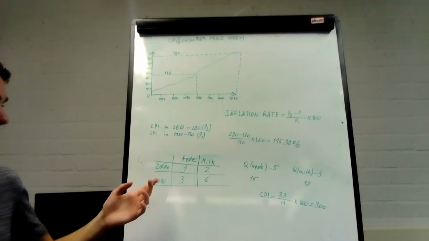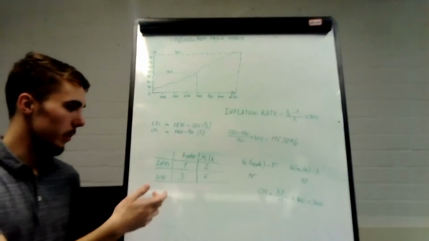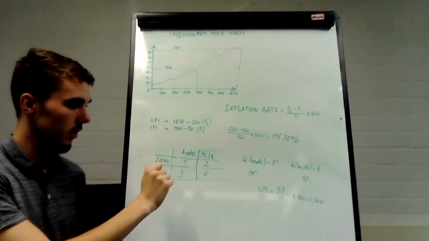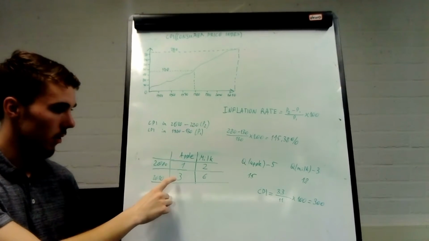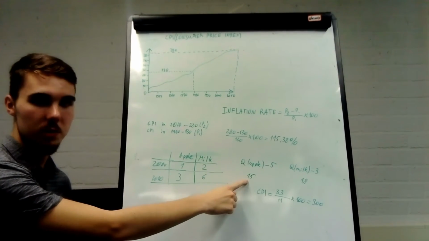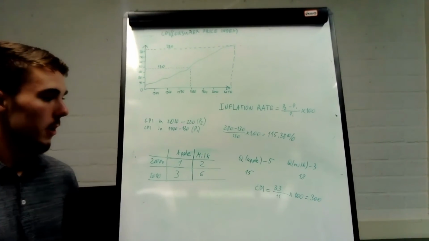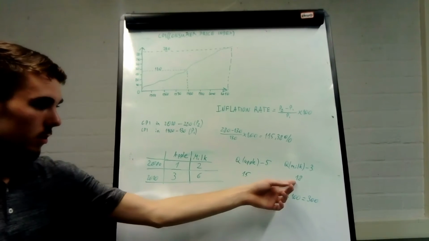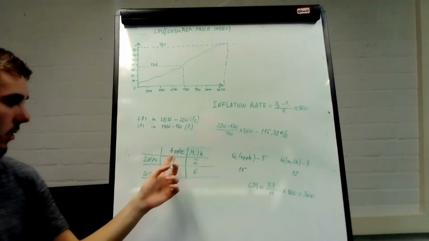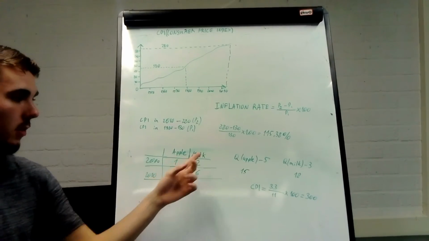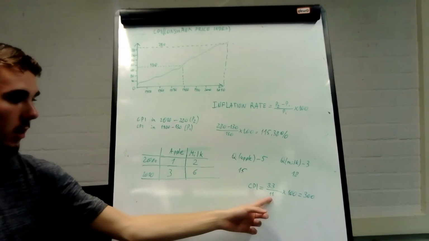We can now take price times quantity. We can do this in our base year by taking 1 times 5 and 2 times 3. In 2010, 3 times 5 equals 15, we've done it here, and 6 times 3 is 18. We add these two numbers and get 33, and we add the numbers from the base year, so 1 times 5 plus 2 times 3, and we get 11.